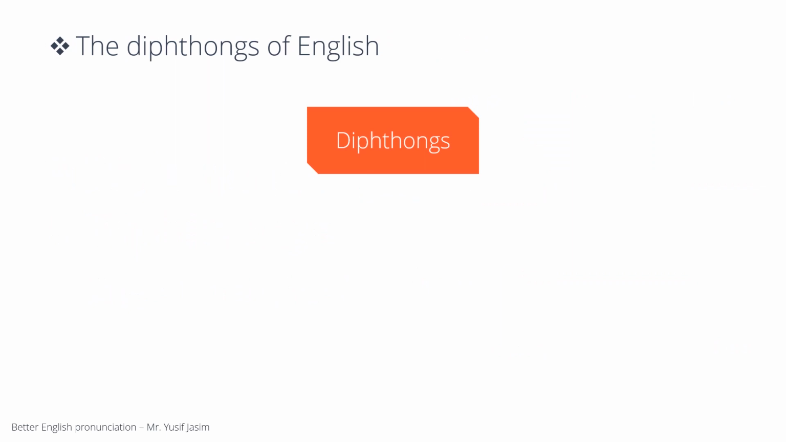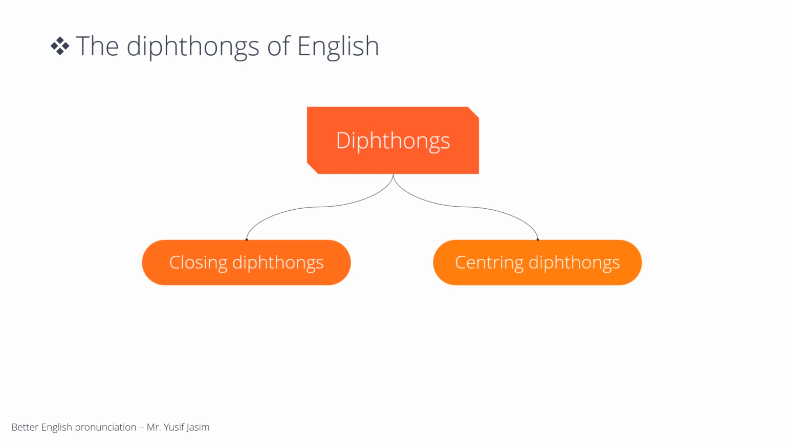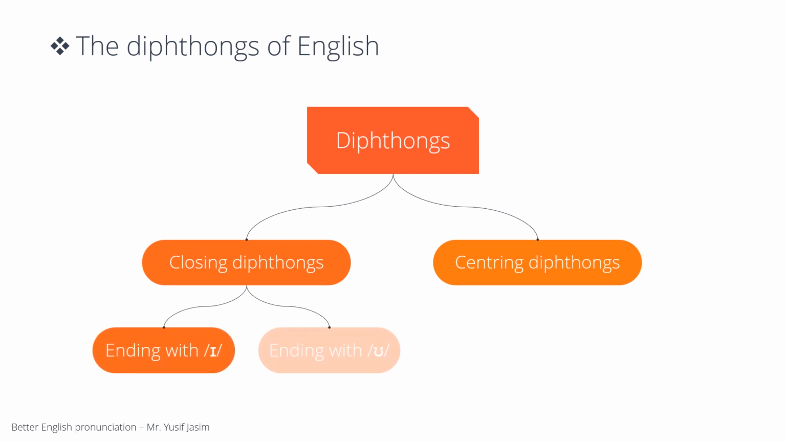So let's see. Diphthongs are vowels subdivided into subcategories. Diphthongs are subdivided into closing and centering diphthongs. As you know, diphthongs are composed of two vowels. Hence we call some diphthongs closing, because they end with the I sound, which is a closing vowel. Similarly, we call some diphthongs centering because they end with the schwa sound, which is a centering vowel. With that being said, let's describe each sound separately.